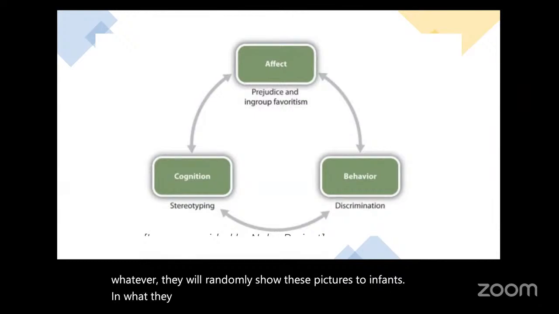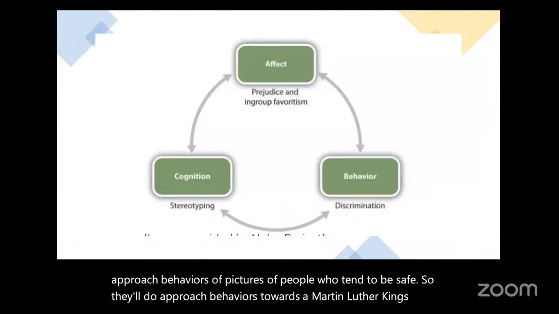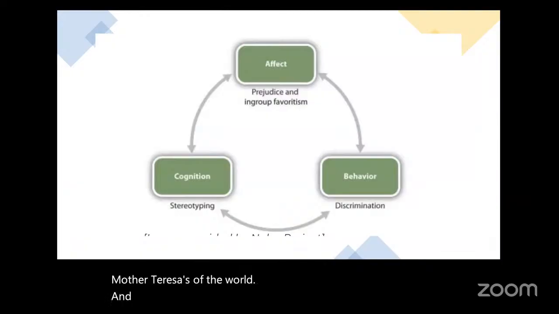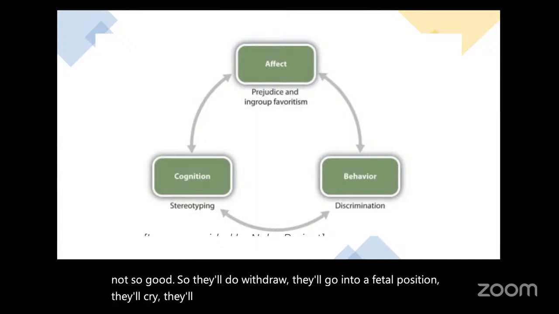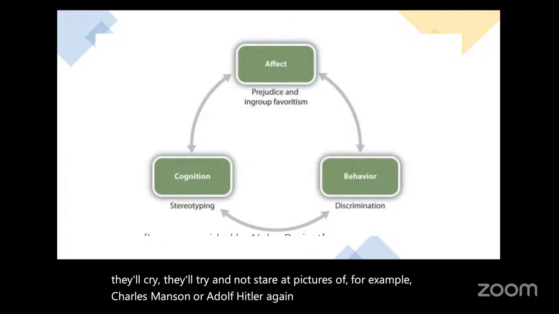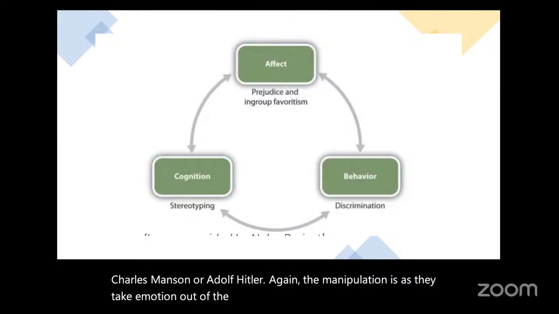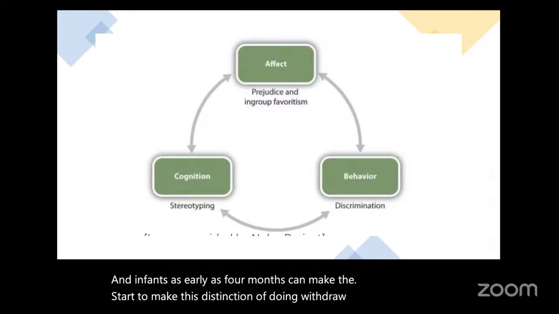And what they found is that infants somehow have this capacity to do approach behaviors toward pictures of people who tend to be safe. So they'll do approach behaviors towards the Martin Luther Kings and Mother Teresas of the world, and withdraw behaviors from people who have been historically not so good. So they'll withdraw, they'll go into a fetal position, they'll cry, they'll try not to stare at pictures of, for example, Charles Manson or Adolf Hitler. Again, the manipulation is they take emotion out of the face. So they're just emotionless faces. And infants as early as 4 months can start to make this distinction of doing withdrawal behaviors versus approach behaviors. Okay.